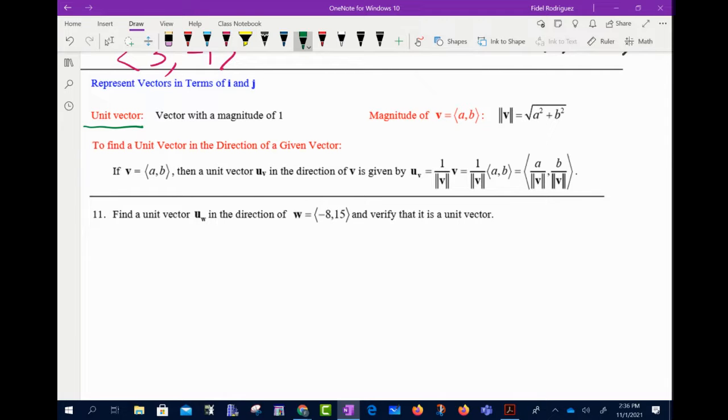I'm sorry? Magnitude is just length. It's not the direction. Okay, it's just the length. So we're going to figure out how we do direction in a minute. Okay, so let's take a look here.